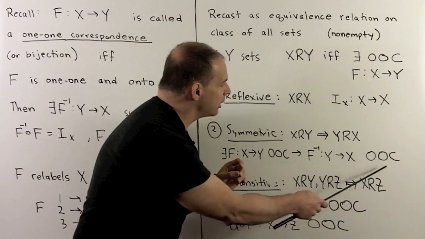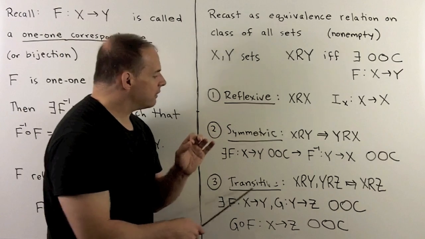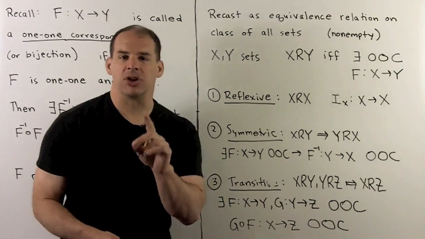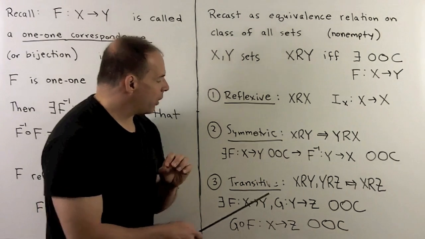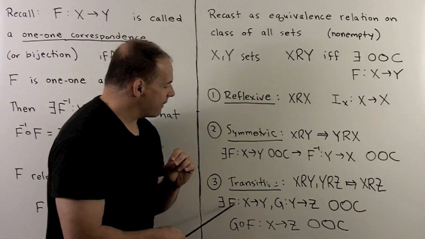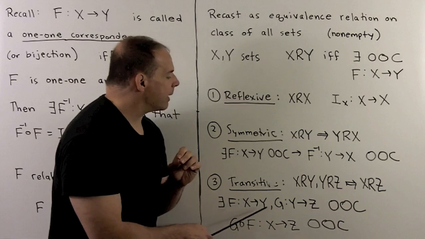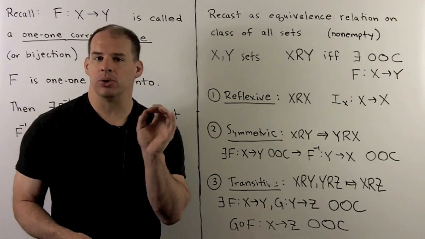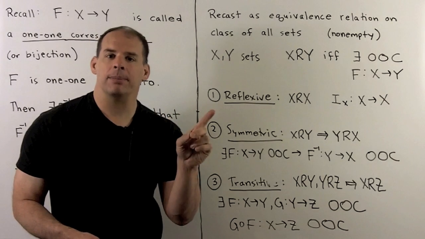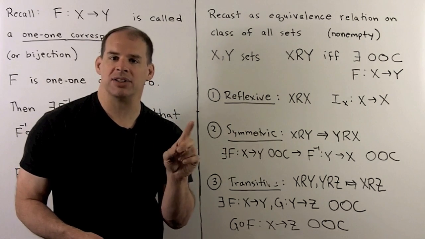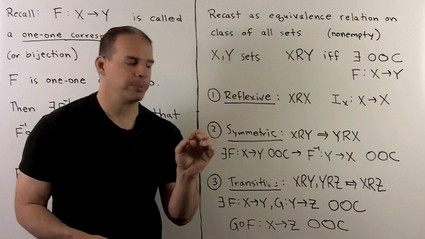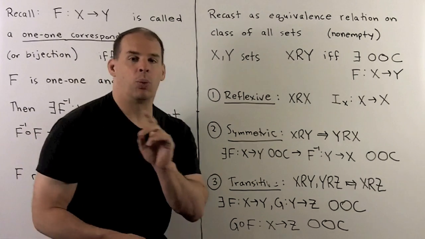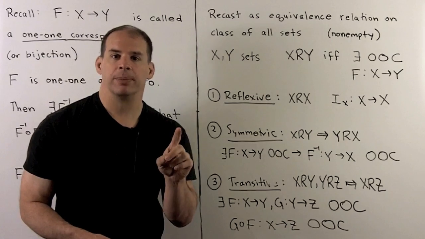So we have symmetric. Then for transitive, if we have X related to Y and Y related to Z, we're going to show that X is related to Z. So we'll have one-to-one correspondences F and G. F will carry X to Y, G carries Y to Z. If we take the composition, G composed with F, we've seen last time, composition of one-to-one correspondences gives another one-to-one correspondence. So this mapping here, carrying X to Z, gives a one-to-one correspondence between X and Z. So transitive.